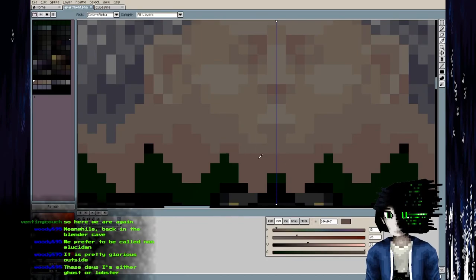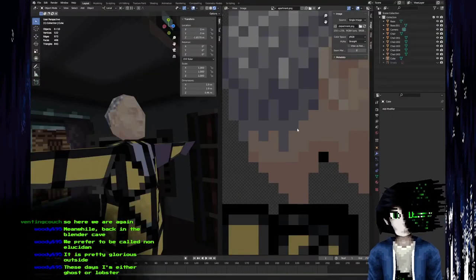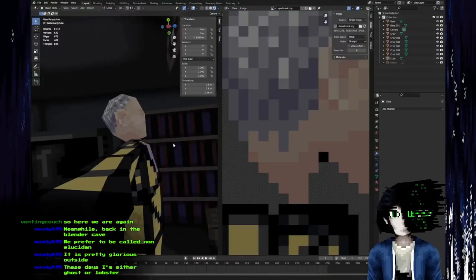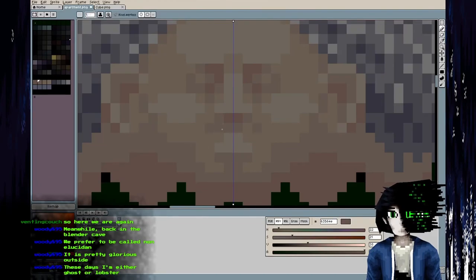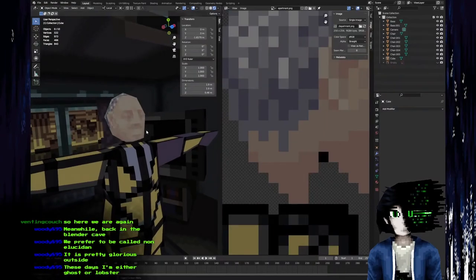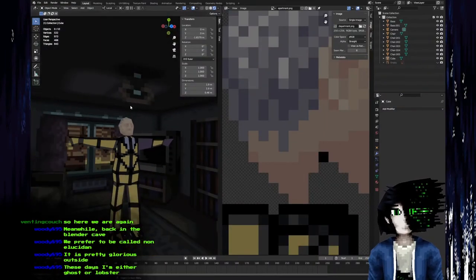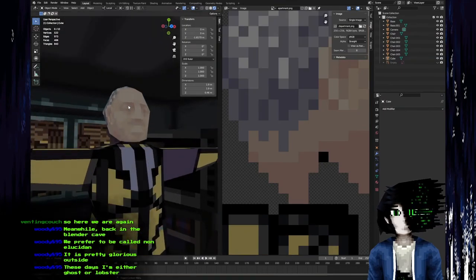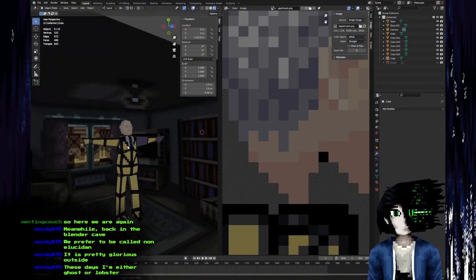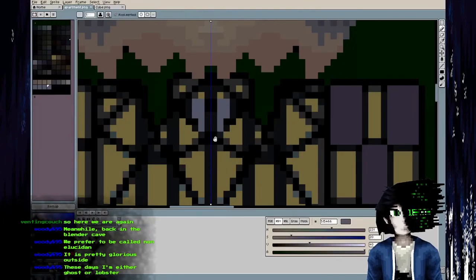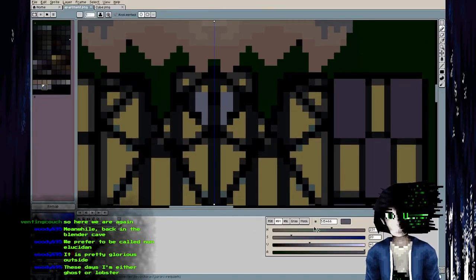Let's see if we can get a bit under the chin here. We have a stray pixel. No, we don't. Okay, maybe we can put a bit here. Oh, that's going to give him a moustache. I didn't even consider giving him a moustache. That could be cool. Yeah, I'll leave that in there for now and see how I feel about it. Alright, moving on. Let's do a few more shades of this.